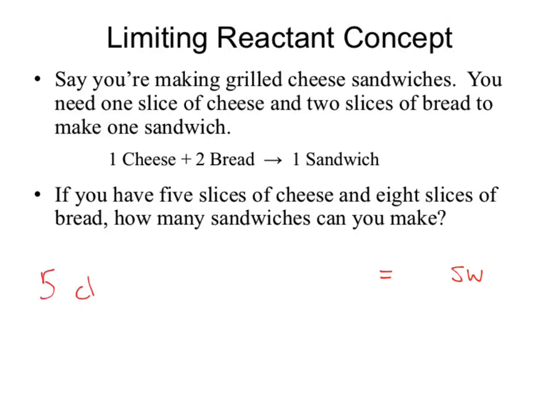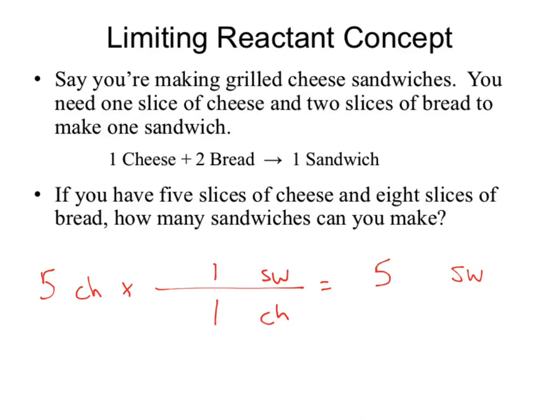I have five slices of cheese. How do I convert that into sandwiches? Well, cheese is not a sandwich, so that unit must be canceled. What's the conversion factor between cheese and sandwiches? One. We go back to our equation, again with our horrible sandwich, and it's one and one. Maybe it's a really thick slice of cheese. And our answer becomes five sandwiches.